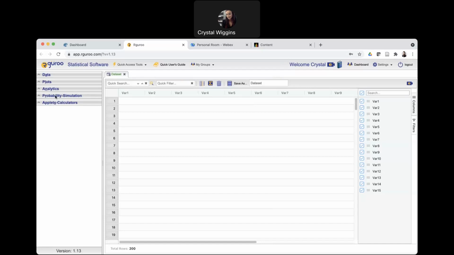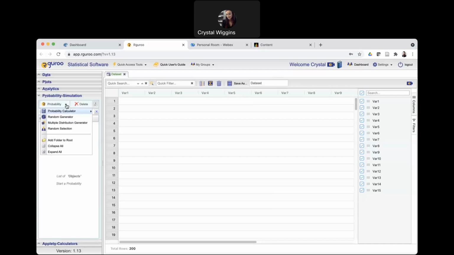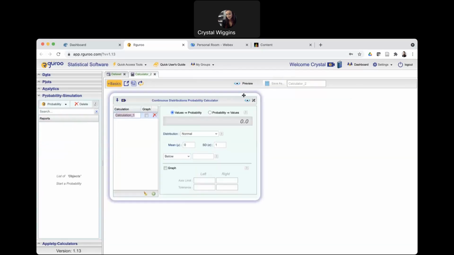If we come over here to probability simulation, drop down the probability menu, and select the probability calculator that says continuous. We're going to be staying in here for all of 8.3 and 8.4. It's really important in these two sections to pay attention to what mode in the calculator the problem is asking us for, okay?